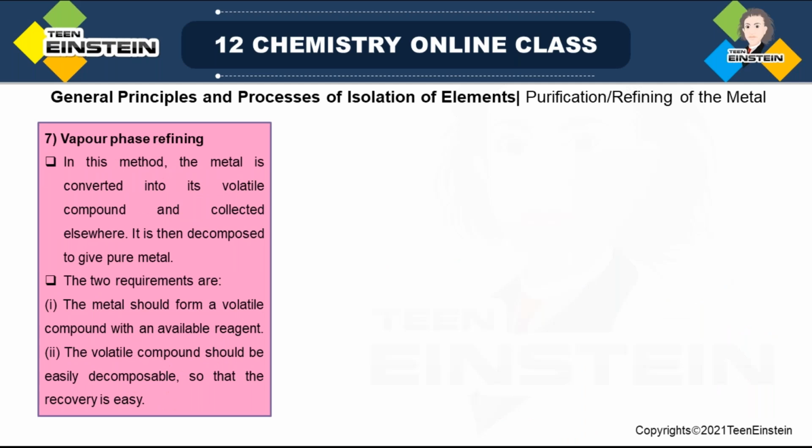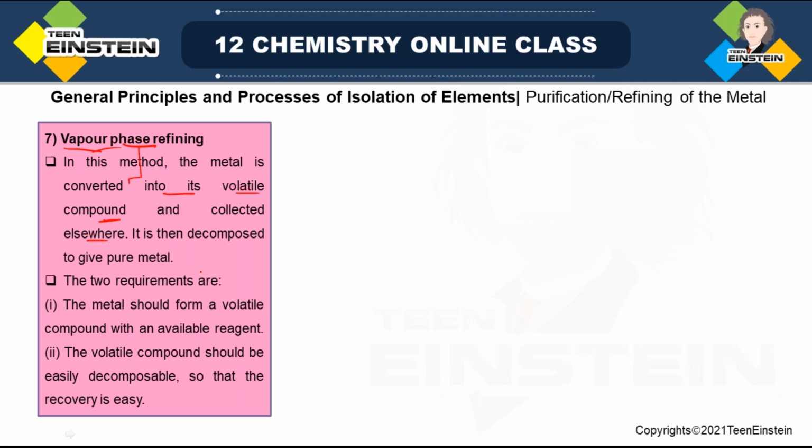Number 7, vapor phase refining. Vapor phase means we will convert the impure metal to vapor form. That is why we are calling it vapor phase refining. In this method, the metal is converted into its volatile compound, because if the metal is not converted to a volatile compound, we cannot convert it to vapor phase. So first the metal that you are trying to purify, you have to convert it to a volatile compound and then collect it elsewhere.